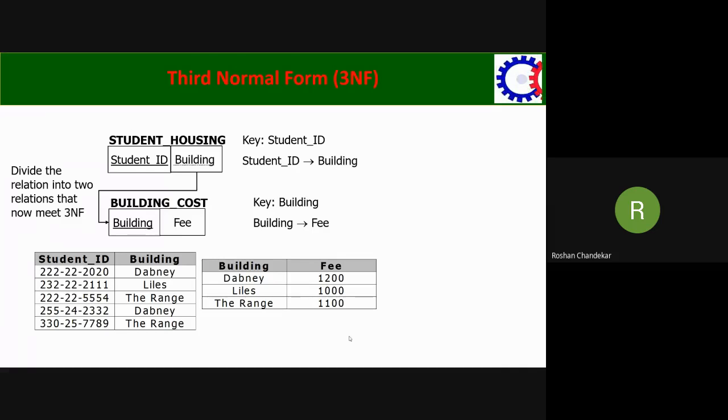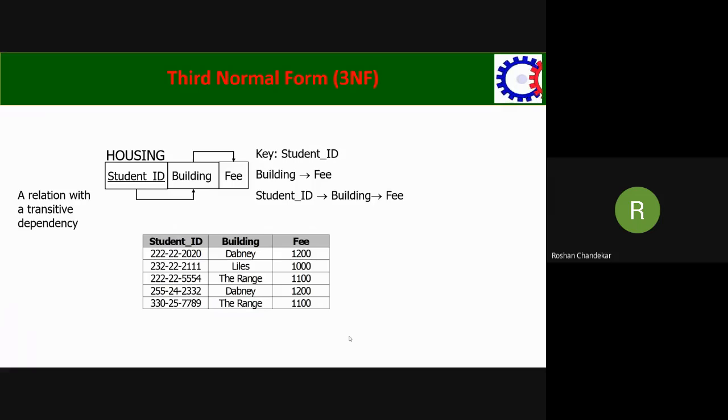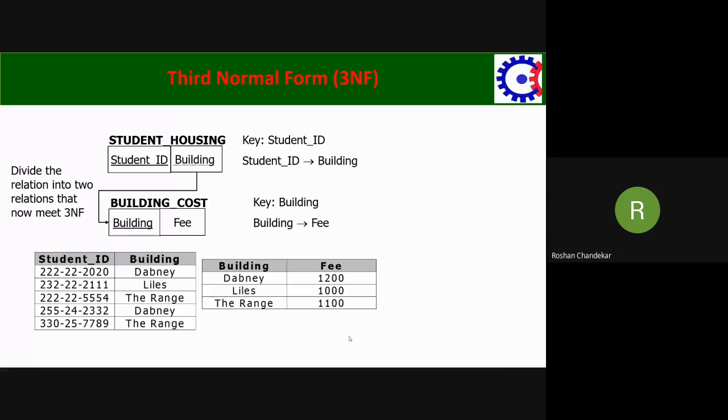We can distribute this table, decompose this table into two relations. One relates student ID with building, and another relates building with fees. Look here at the multiple values that we have released. The Range comes 2 times. The Dabney comes 2 times.